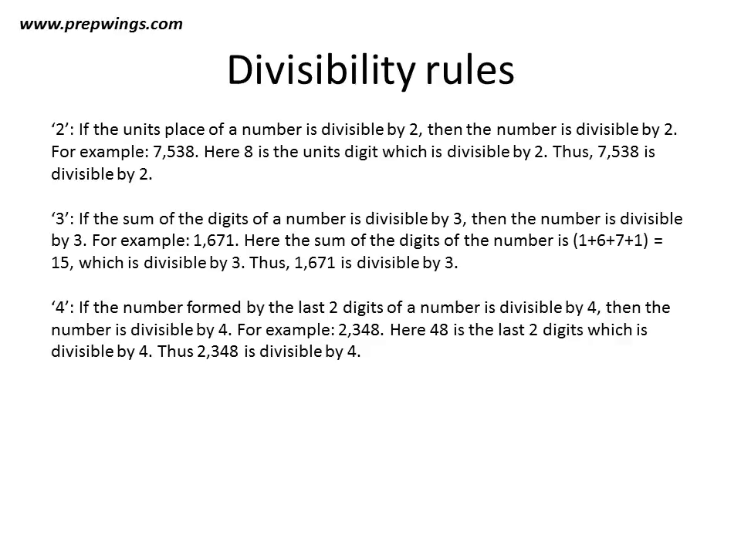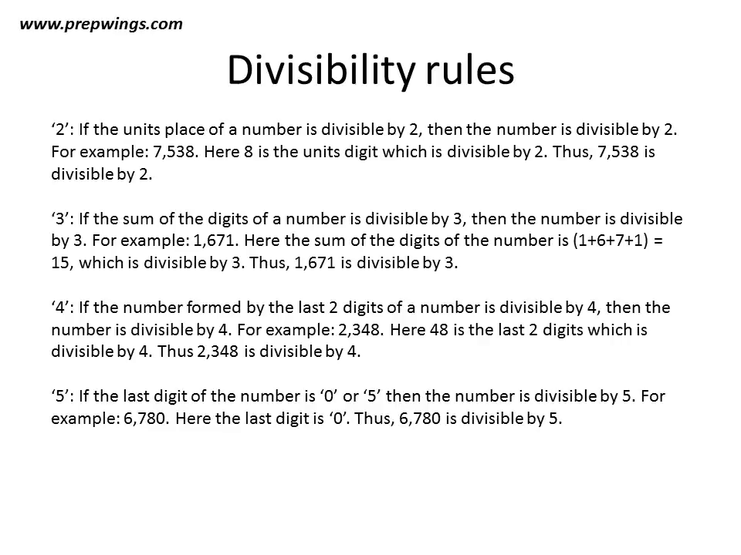Now divisibility rule of 4. If we have to check a number is divisible by 4 or not, what we do is we just see the last two digits of the number. So if the last two digits of the number is divisible by 4, then the number is also divisible by 4. For example, the number shown here is 2348. Here 48 is the last two digits of the number, and we know that 48 is divisible by 4. Thus this number 2348 is divisible by 4.